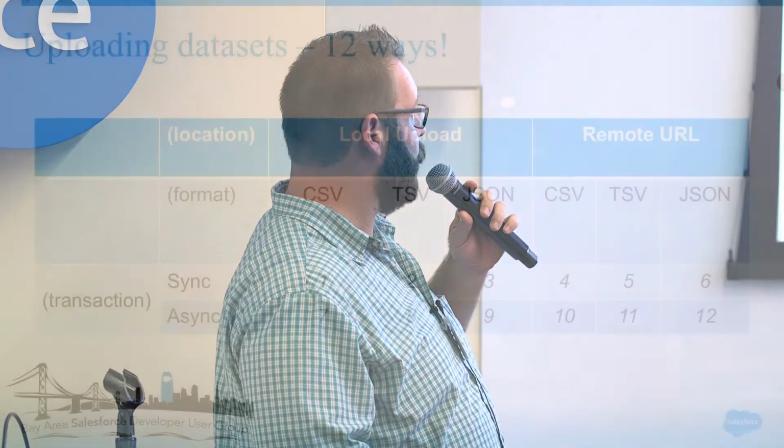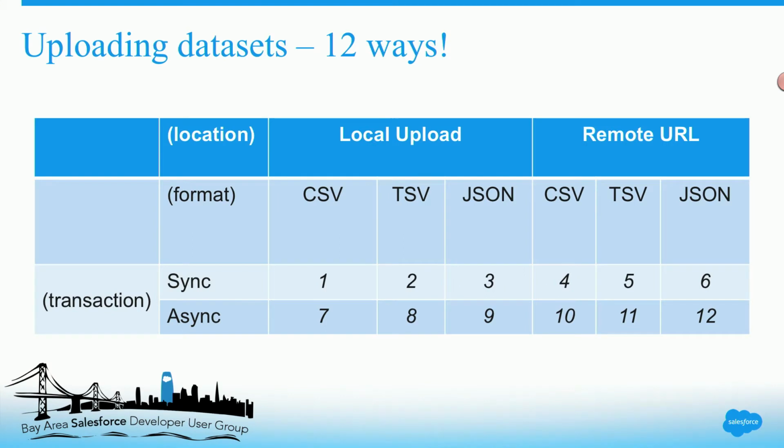You can also do a local upload or a remote URL. So you can post the file directly with multi-part form encoding, or have it sitting somewhere in the cloud, Dropbox or some other URL. And you can also have all these formats. So all these different combinations, there's like 12 different ways you can get a file into Einstein to build that data set.